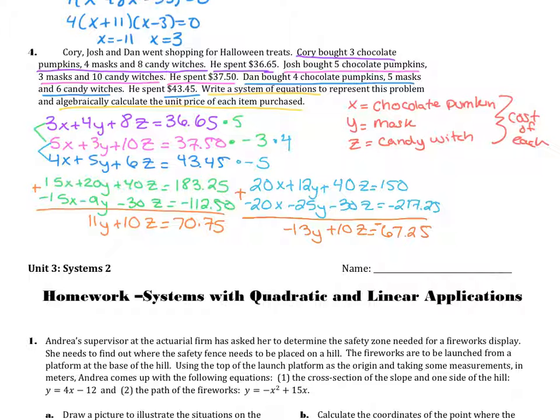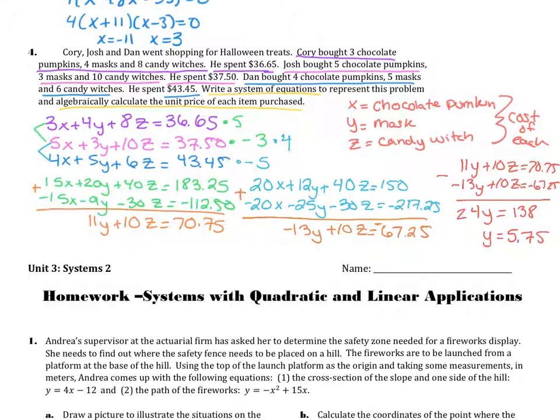So now I need to take those two equations, stack them, and solve, and I'm lucky because I have 10z in both. I'm going to have 11y plus 10z equals 70.75, and -13y plus 10z equals -67.25. And I'm going to subtract those two equations. What that'll get me is 24y equals 138, which means y will equal 5.75.